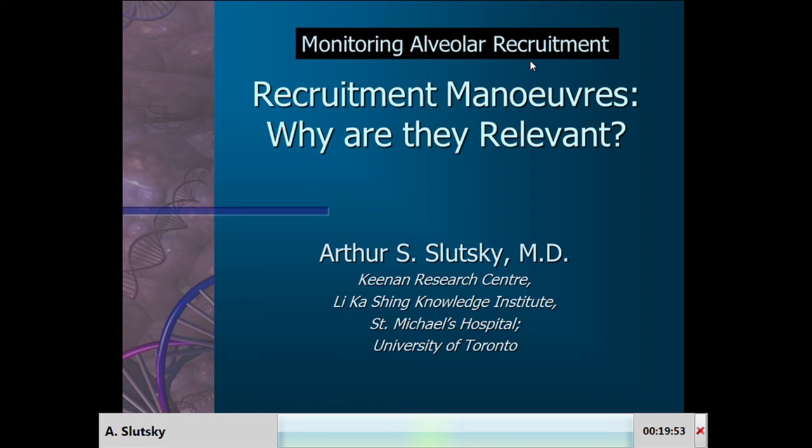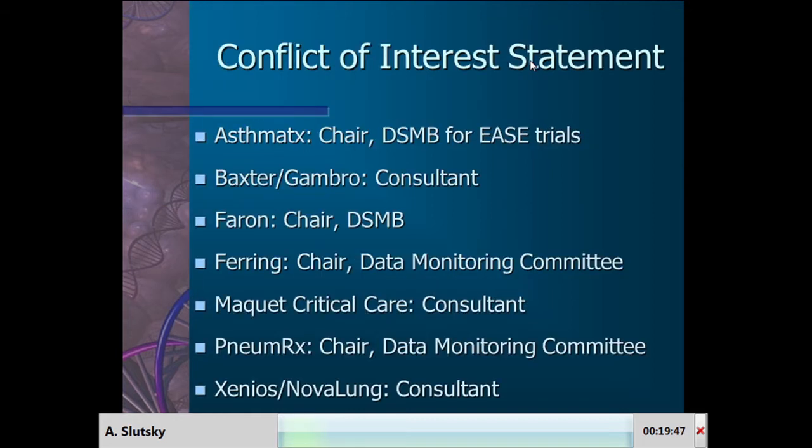So my task, as I understand it, because this is a session on monitoring alveolar recruitment, and my task as the first speaker is to give you an overview of what alveolar recruitment is, why it's important, etc.